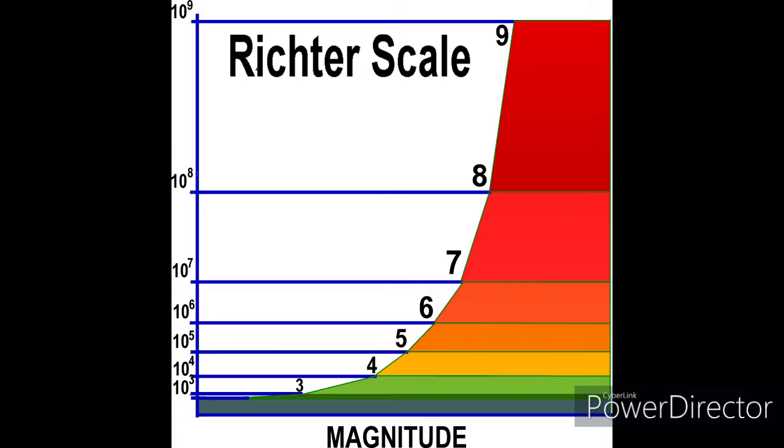In another application, this is the Richter scale. The Richter scale is how earthquakes are measured. Looking at the graph, we can see that the increase is exponential, and therefore, we know that an intensity 8 earthquake is much, much more disastrous than an intensity 7 earthquake.